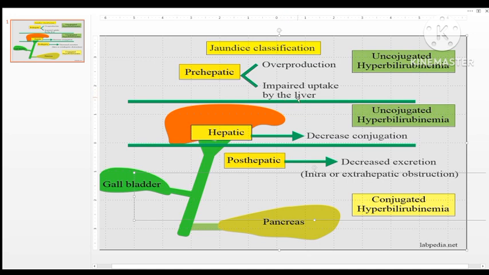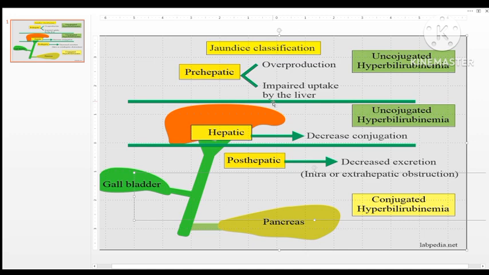What is the normal bilirubin concentration of the serum? The total serum bilirubin concentration is 0.2 to 1 mg per dL. Out of these, 0.2 to 0.8 mg per dL is unconjugated bilirubin, while 0 to 0.2 mg per dL is conjugated bilirubin. If bilirubin concentration is greater than 1 mg per dL, then it is hyperbilirubinemia.